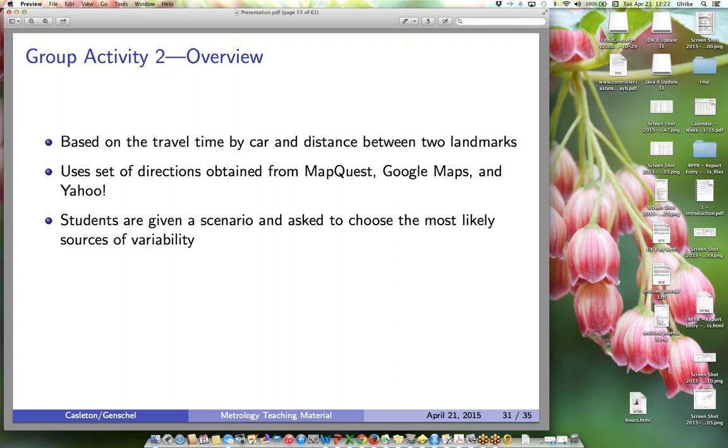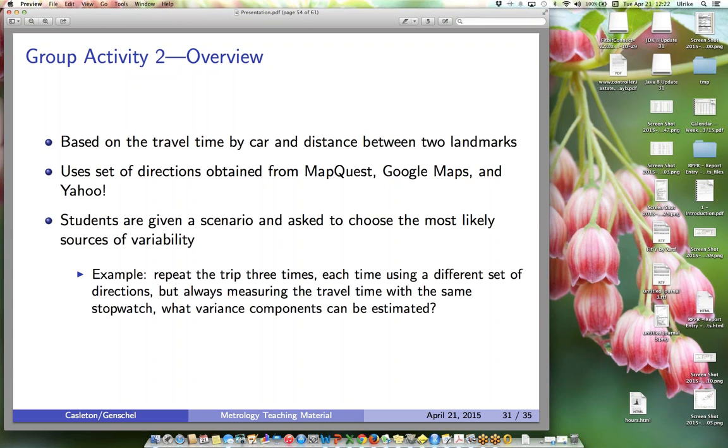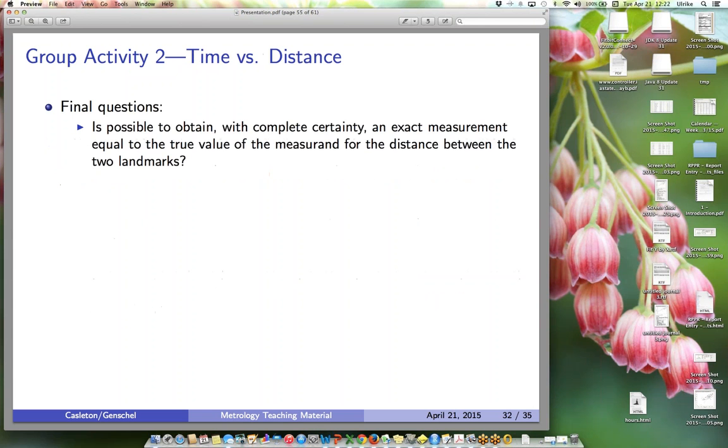And specifically, one of the questions is asking students, for a given scenario, to choose the most likely sources of variability. So here, let's say you repeat the trip three times, each time you're using a different set of directions, but you're always measuring the travel time with the same stopwatch. So what variance components could be estimated?